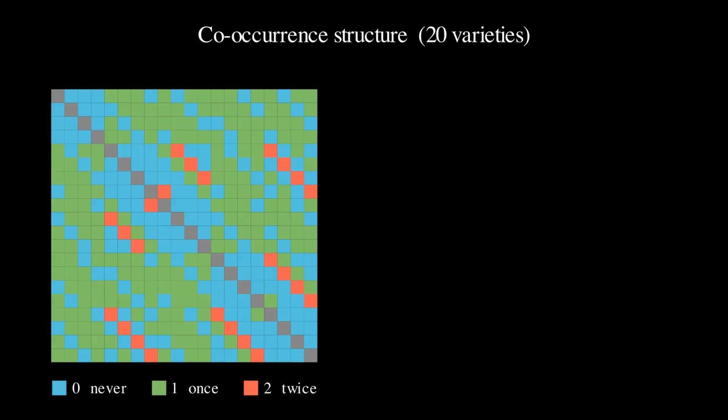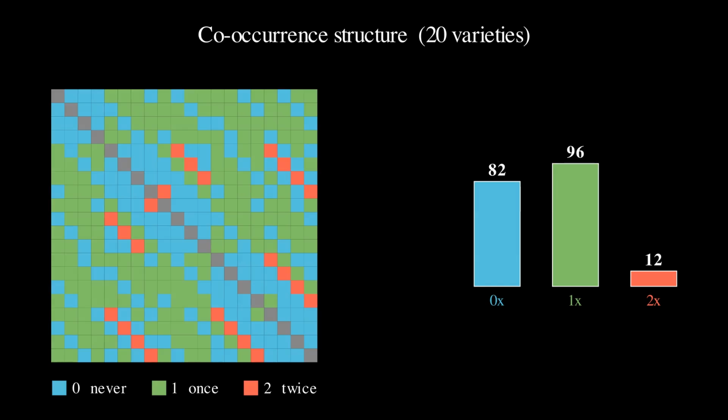Here is the whole co-occurrence structure as a heat map. Each cell is a pair of varieties: blue if they never share a block, green if they share 1, red if they share 2. The gray diagonal is a variety with itself. Counting them, 82 pairs never meet, 96 meet once, and 12 meet twice. Those 12 red cells are what make this an alpha 0, 1, 2 design.